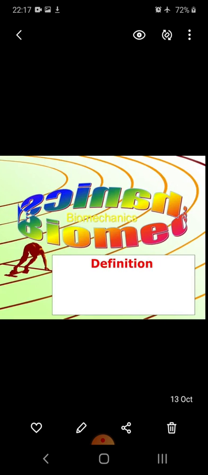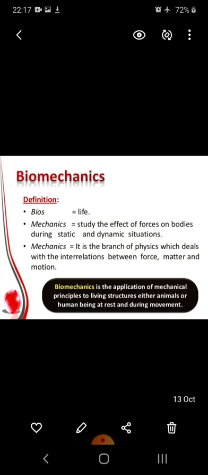First we will discuss the biomechanics. As I have already explained to you in the previous class, biomechanics is a combination of two words, that is bio and mechanics. Bio means life and mechanics means the study of the effect of force on bodies during static and dynamic situations. Mechanics is the branch of physics which deals with the interrelations between force, matter and motion.